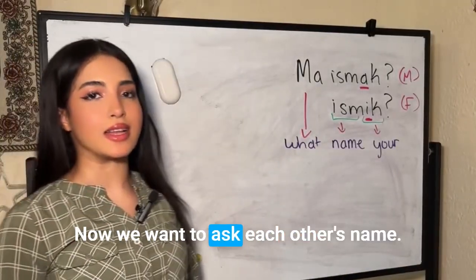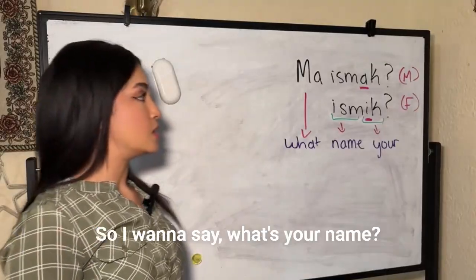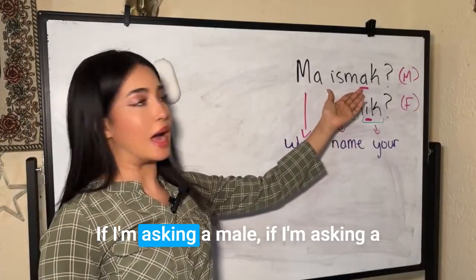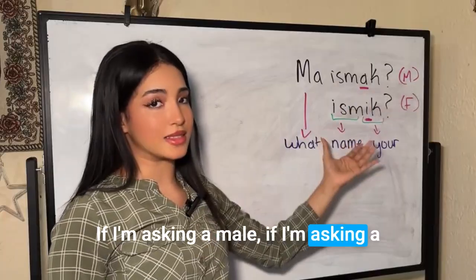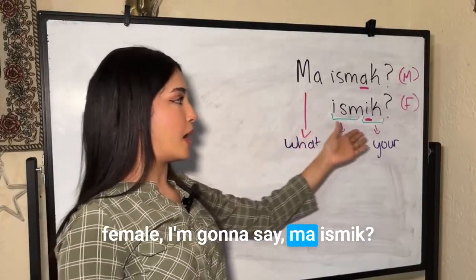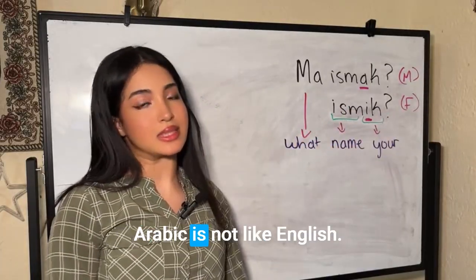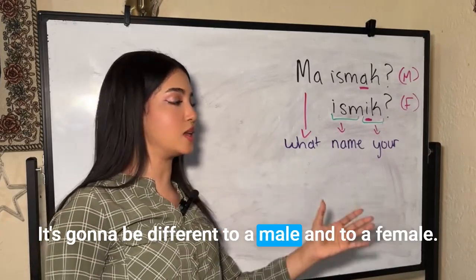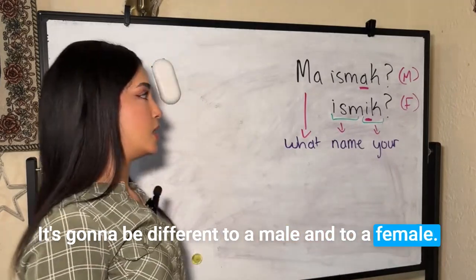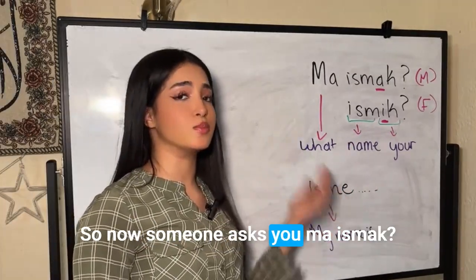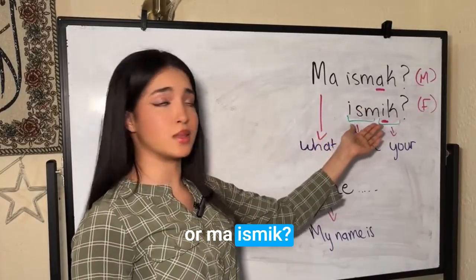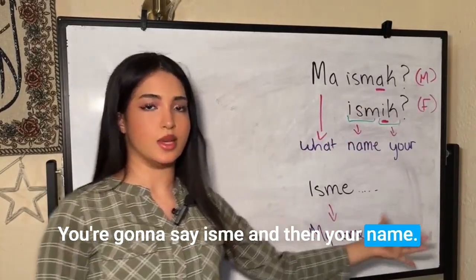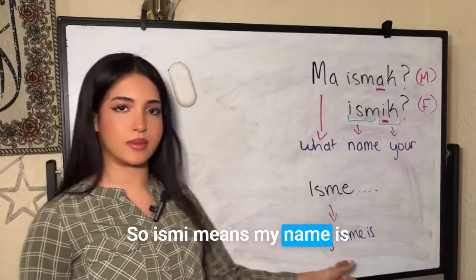So now you greeted each other, you asked each other, how are you? Now we want to ask each other's name. So we want to say, what's your name? Ma ismak, if I'm asking a male. If I'm asking a female, I'm going to say, ma ismik. Arabic is not like English, gender neutral. No, it's going to be different to a male and to a female. So now if someone asks you, masmuk or masmik, you're going to say, ismi, and then your name. So ismi means my name is.